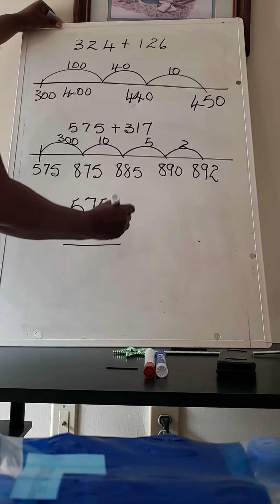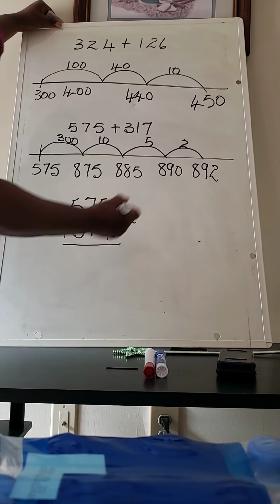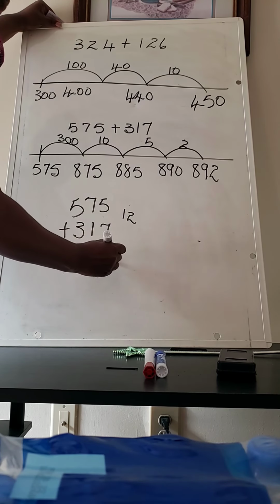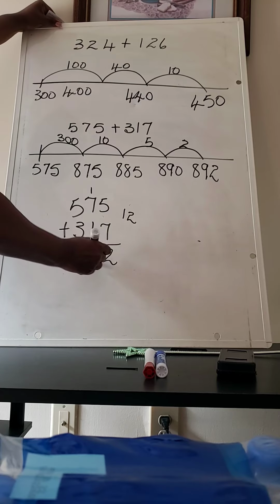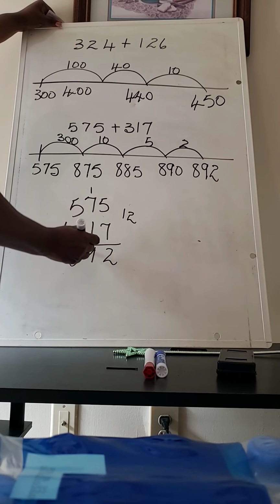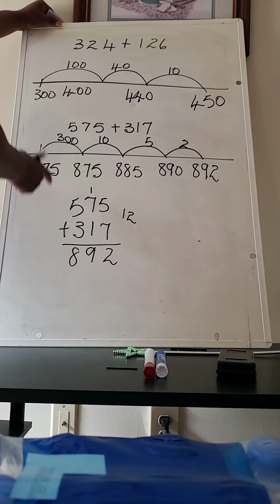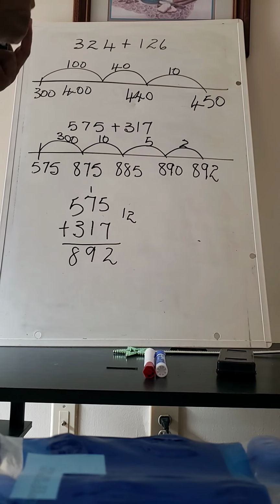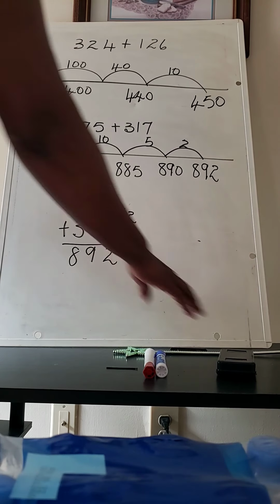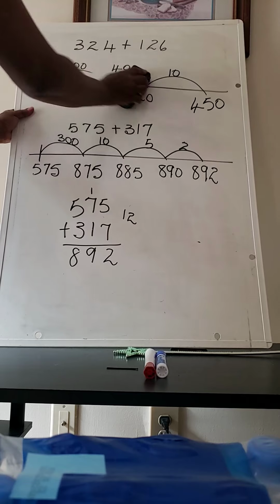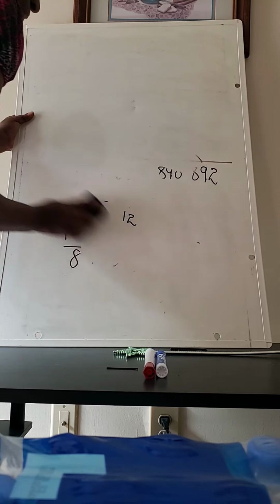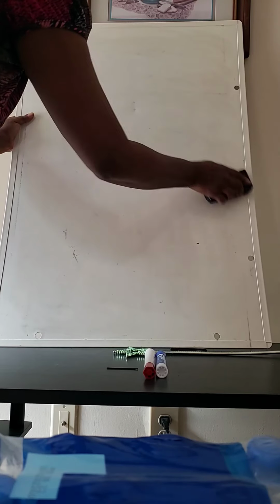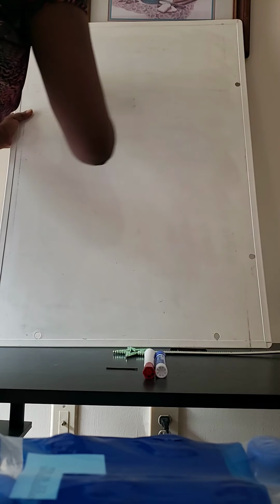7 and 5 is 12. So we put our 2 down. That's 2 ones, and 1 ten. We bring our 1 ten across. 7, 8, 9. 5 and 3, 8. So 892. I know the number line sometimes can be confusing and complicated, but once you get it, then you will love it. Let's try another one using the common algorithm that your parents are used to.